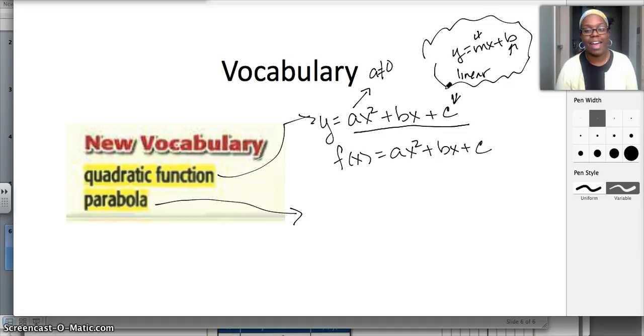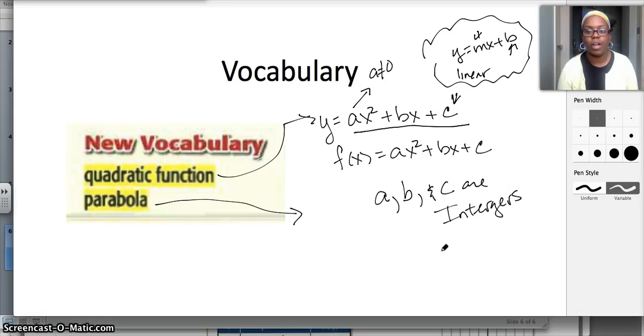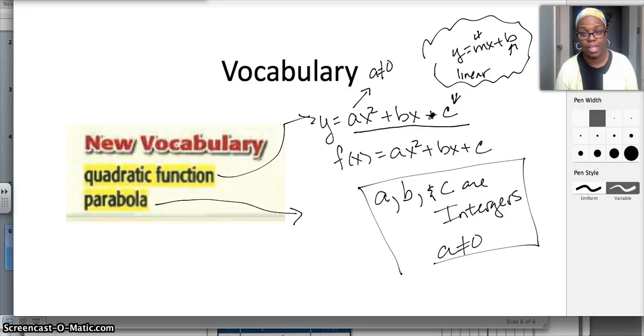So the caveat is that a, b, and c are all integers such that a cannot equal 0. And I'll write that down in math-ese. A, b, and c are integers where a cannot equal 0. Because if a were equal to 0, then I would actually have a linear equation, and that bx plus c would really be my mx plus b. So that should get you thinking about what c is. If b was the y-intercept, what do you think c is? We'll look at that in our next couple of examples.